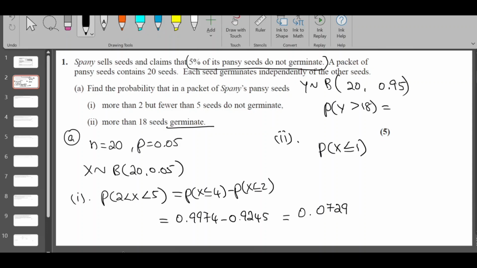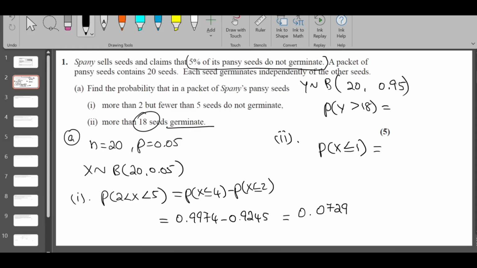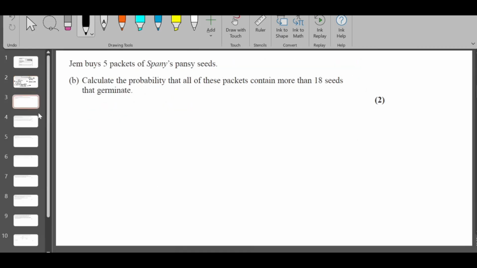But since we already defined the variable and distribution X, we can take it that more than 18 germinate is the same as less than or equal to 1 do not germinate. Just take the table value. The table value is going to be 0.7358. That's all.